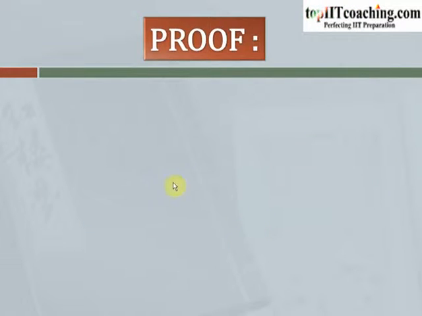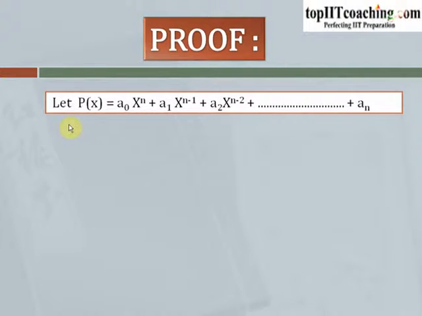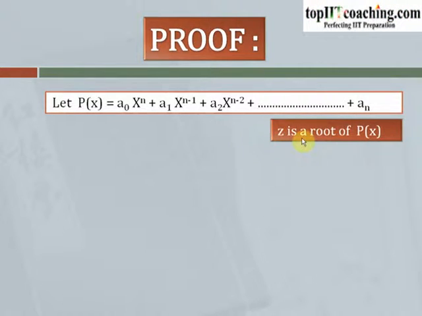So let's look at the proof of this. Let us say that the polynomial equation P of x is equal to a0 into x to the power of n plus a1 into x to the power of n minus 1 plus a2 into x to the power of n minus 2 and so on up to an, where a0, a1, a2 and so on are real numbers.